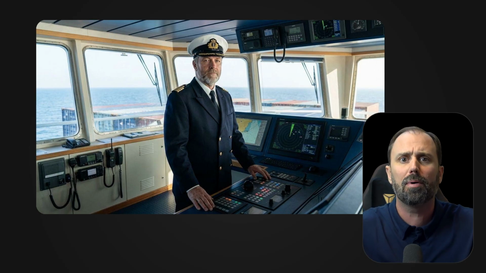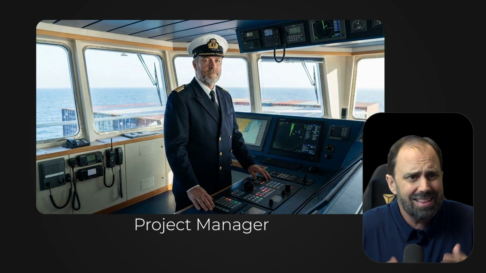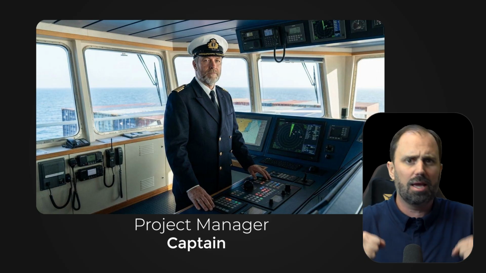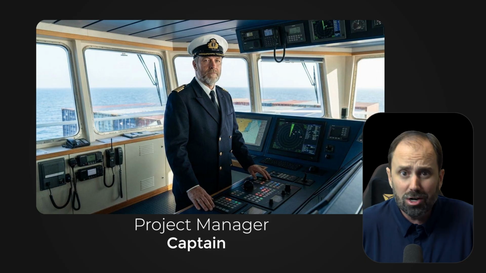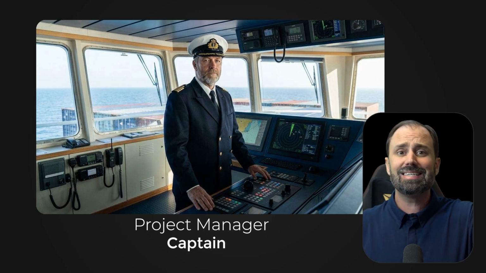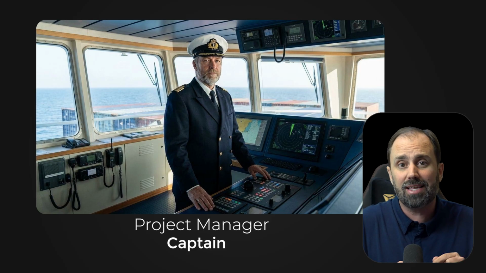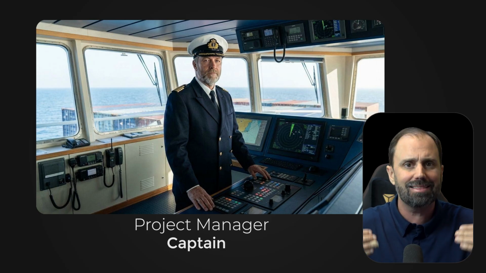Now, let me start out with a clean, simple way to think about the difference between a project manager and the project lead. Picture a large ship, okay? The project manager, that's the captain of the ship. They're responsible for the big, important decisions like where's the ship going? When will it get there? And what will it deliver? At the end of the day, the buck stops at the captain.